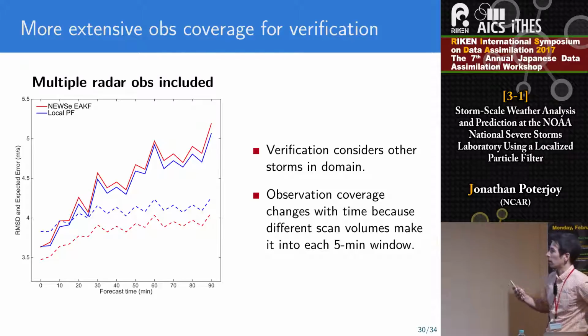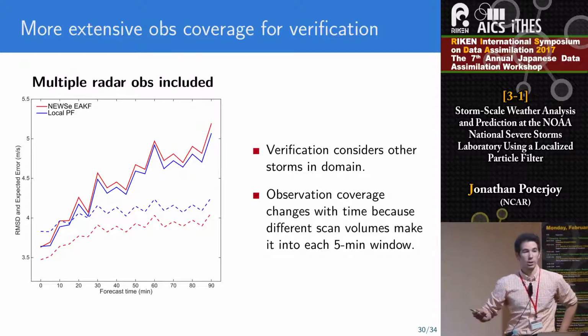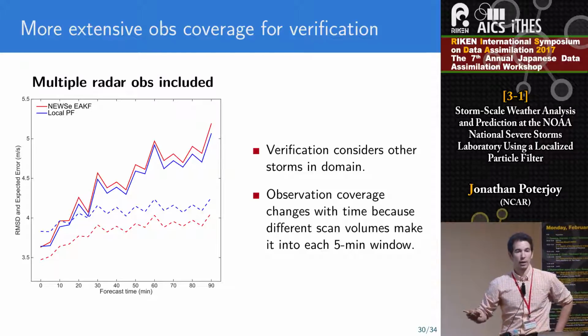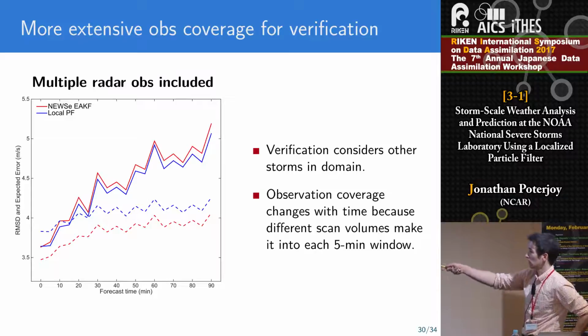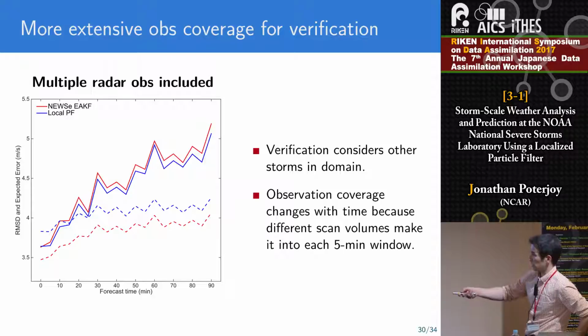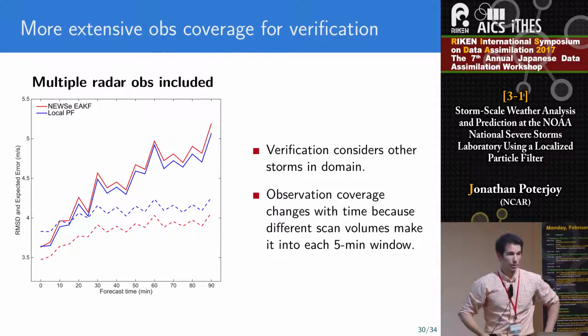And so for any given time step of this verification, you could have one radar that's reporting no observations in a region where we have really high errors. And so that's why you have these jumps. So it's not as clean, but you have more information that's being used to verify. And for this case, you still see the particle filter is giving you smaller root mean squared differences to the observations.